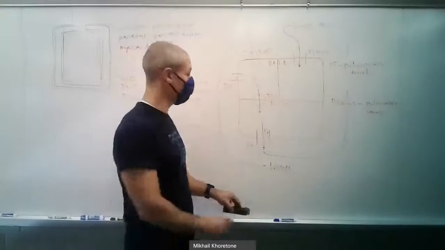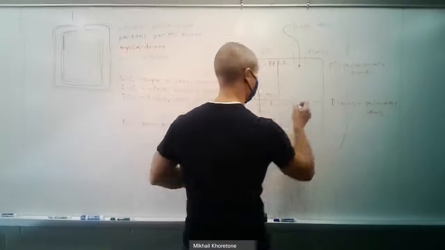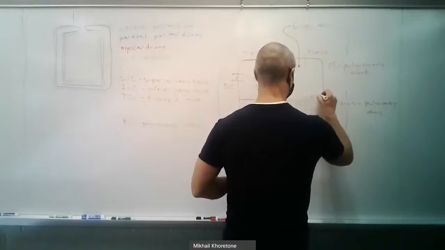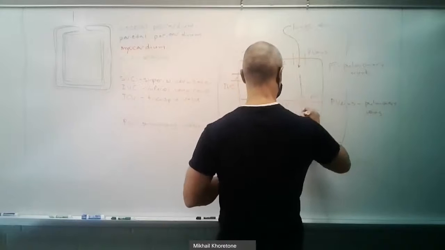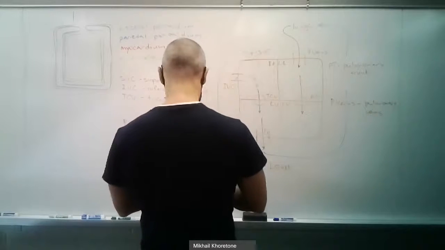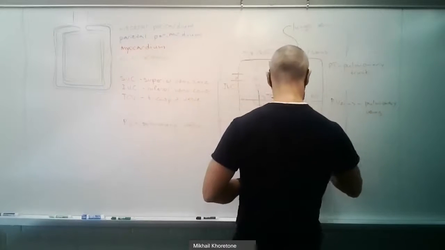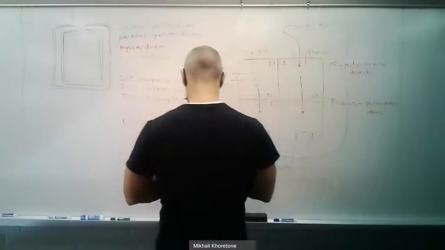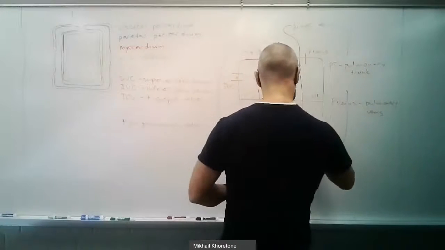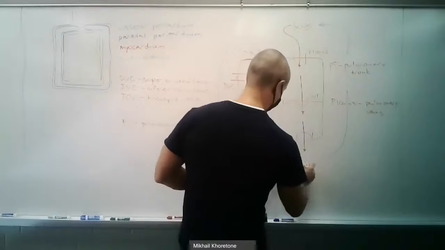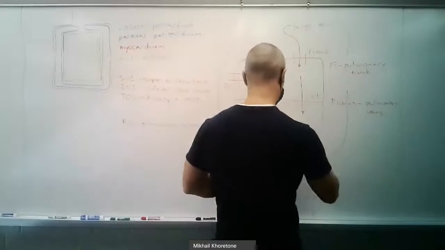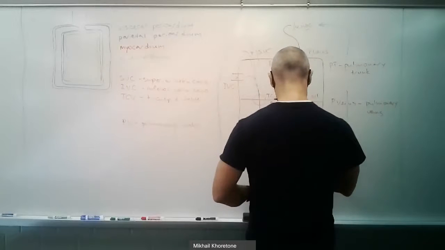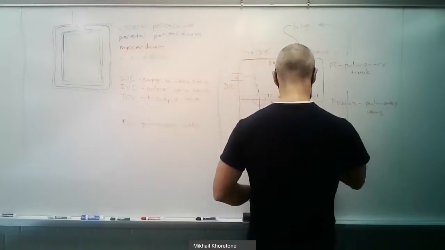From the left atrium, blood is pumped through the mitral valve into the left ventricle, and then from the left ventricle, it is pumped into the aorta and goes to the tissues. So that is the aorta. That's the aorta.